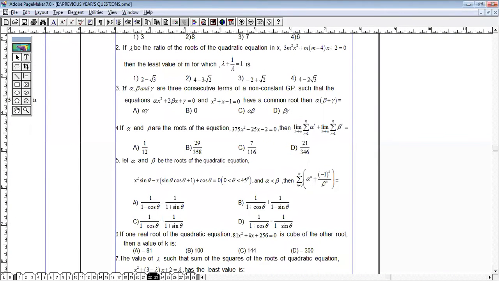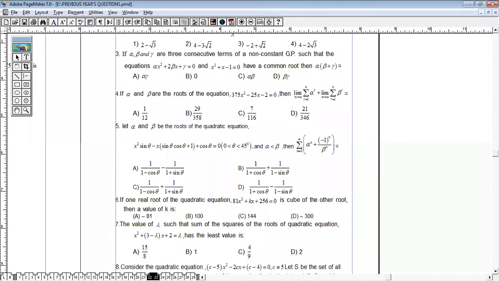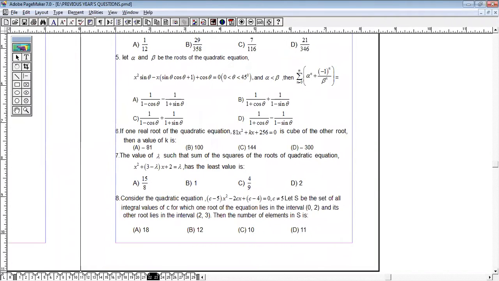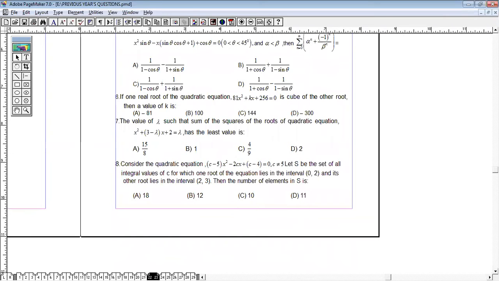Now look at problem number 5. Presently we can't solve this problem because it involves a lot of trigonometry calculations. After completing the trigonometry topic, we will be able to complete this, so leave that problem for now. Now look at problem number 6. If one real root of the quadratic equation is the cube of the other, then what is the value of k?